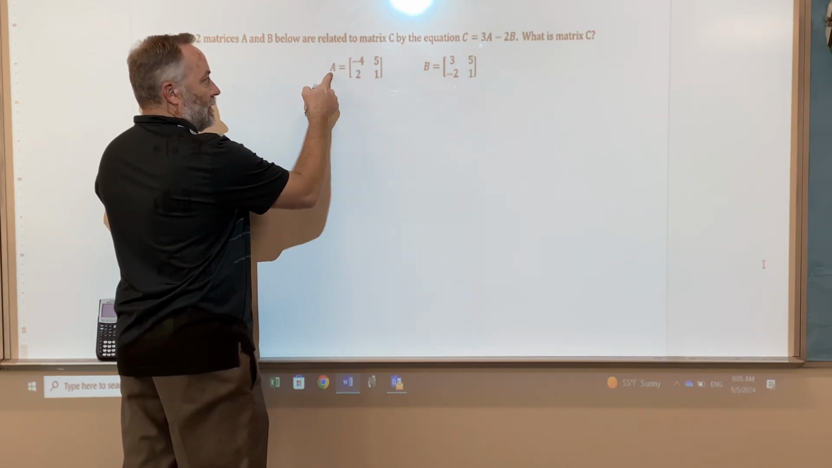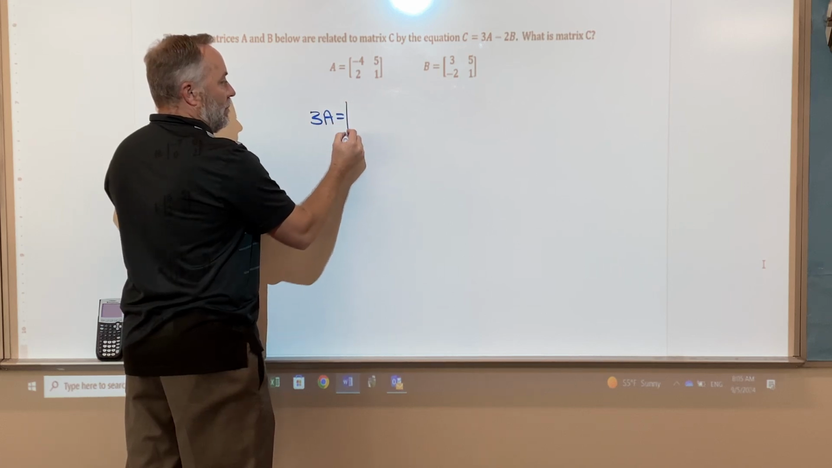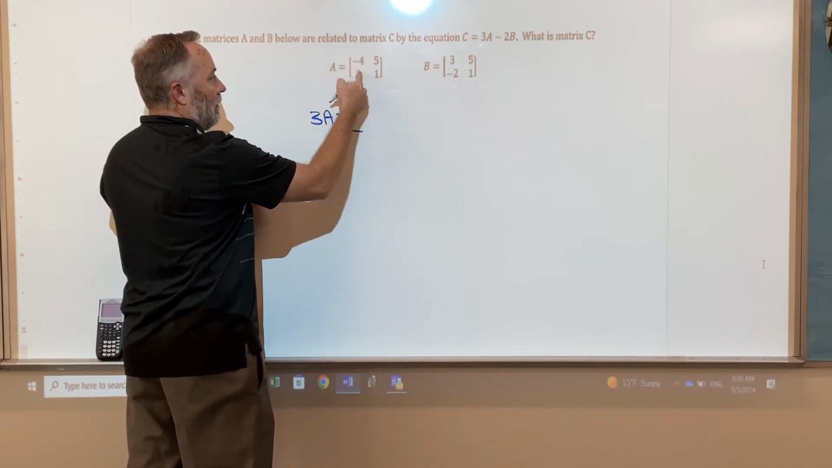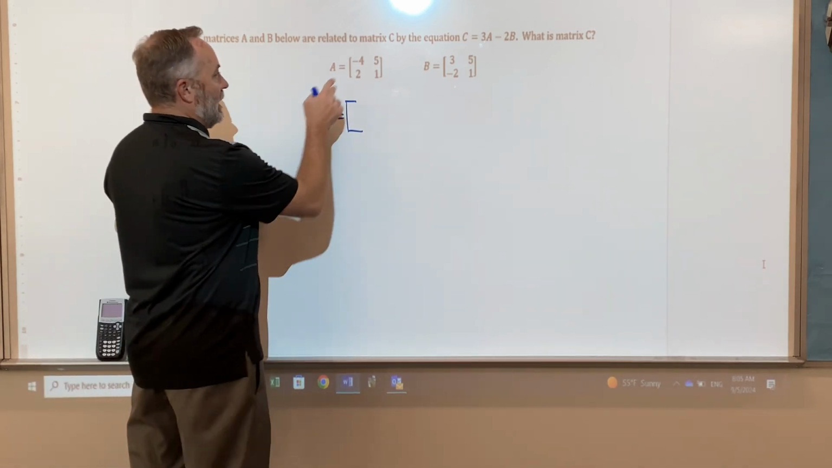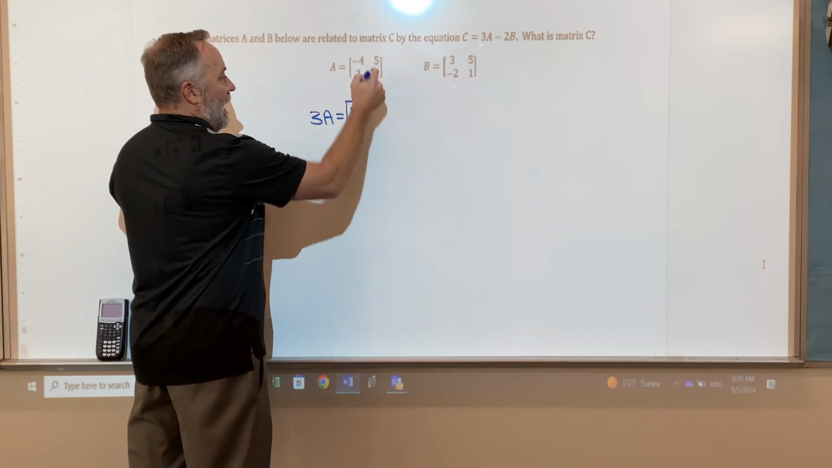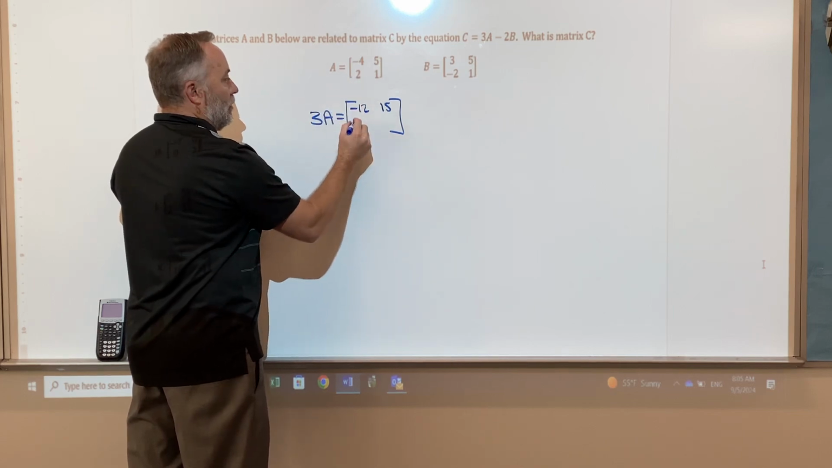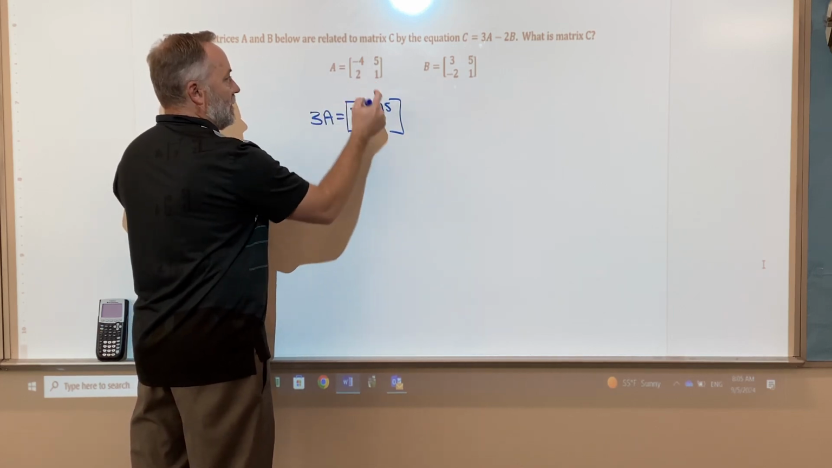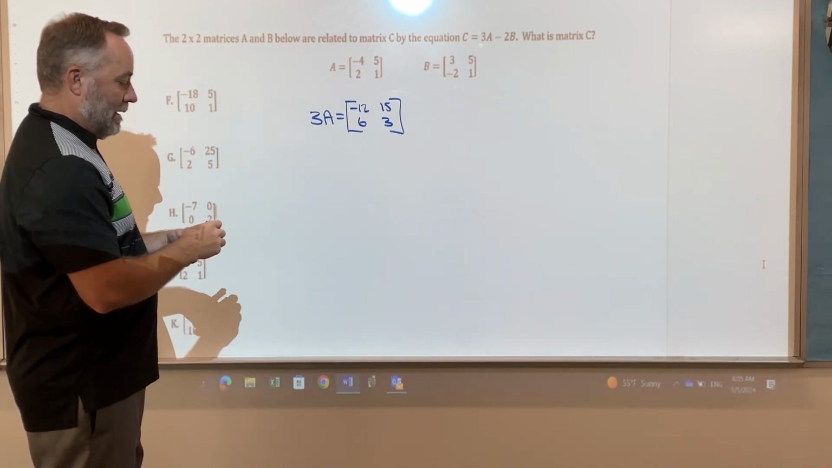So if this is matrix A, then 3 times A would just be multiplying all of these values by 3 and keeping them in the same position. So 3 times the negative 4 would get us negative 12. 3 times 5 would get us 15. 3 times 2 is 6, and 3 times 1 is 3. So that's 3 times A.